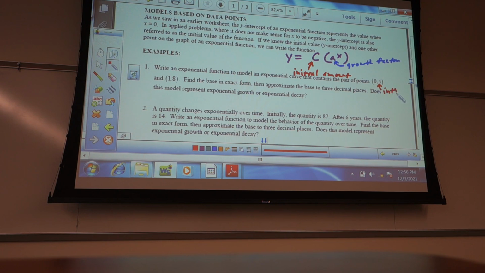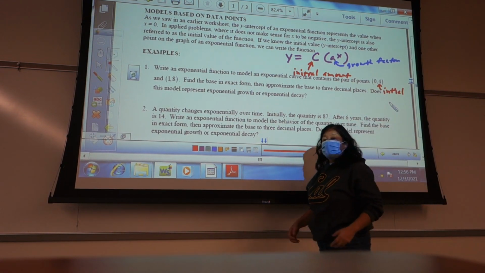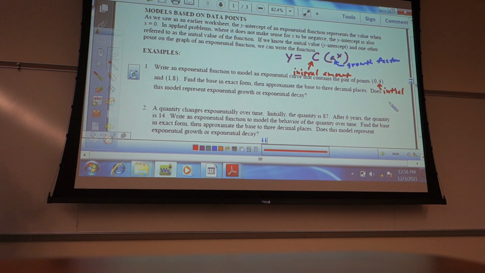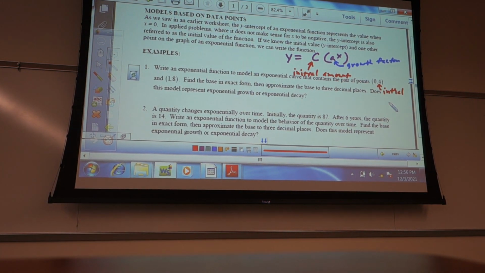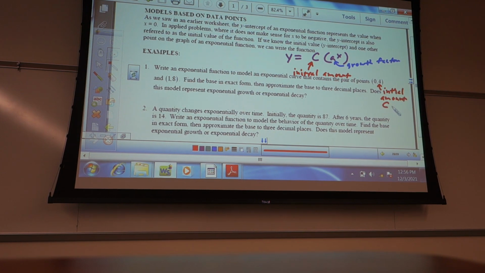All right, so my initial amount here is 4. Does everyone see what I'm saying? Initially, when x is 0, I had 4 of whatever it is. So what's c? C is my initial amount. What's my initial amount? 4. So c is 4. C is fixed. So far I have y equals 4 times a to the x.